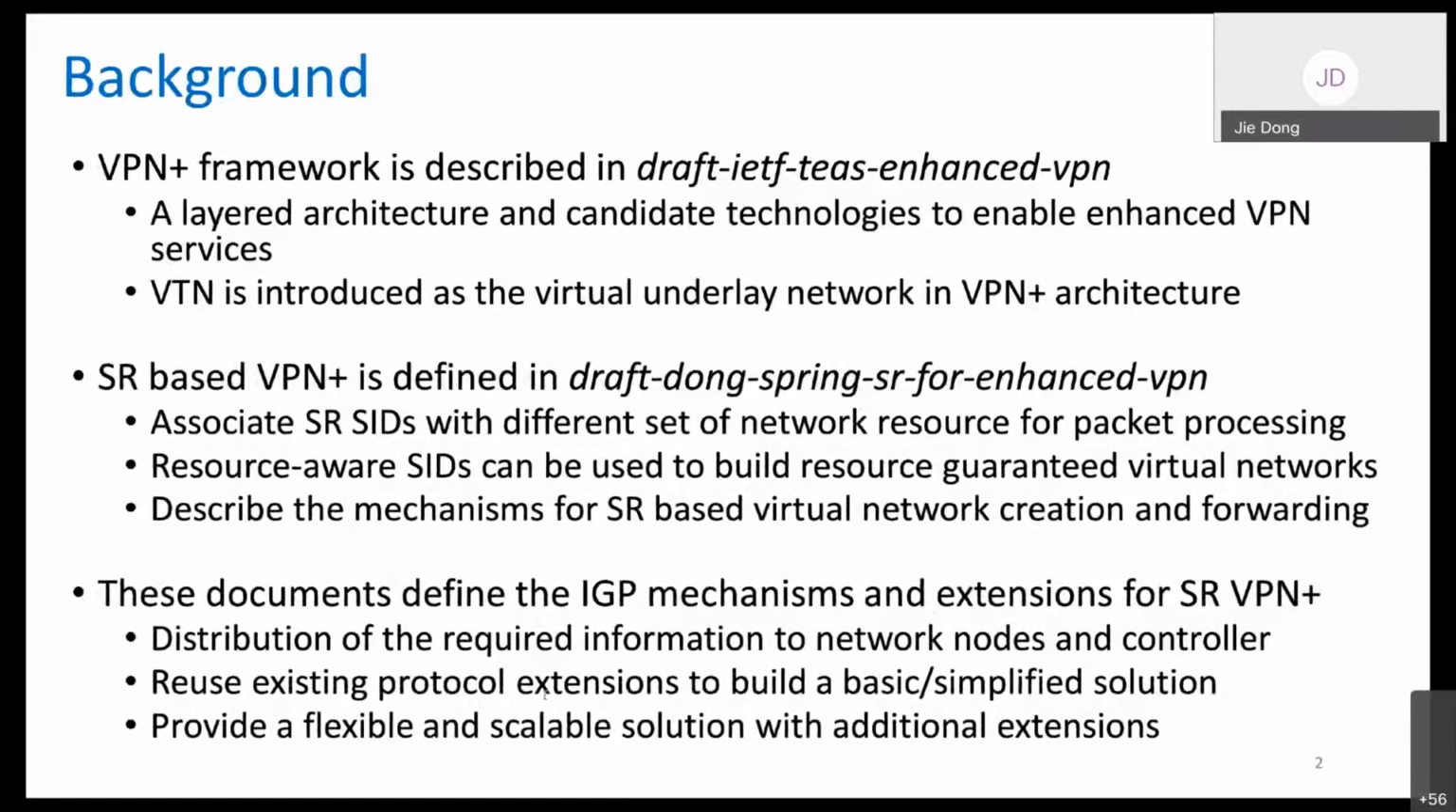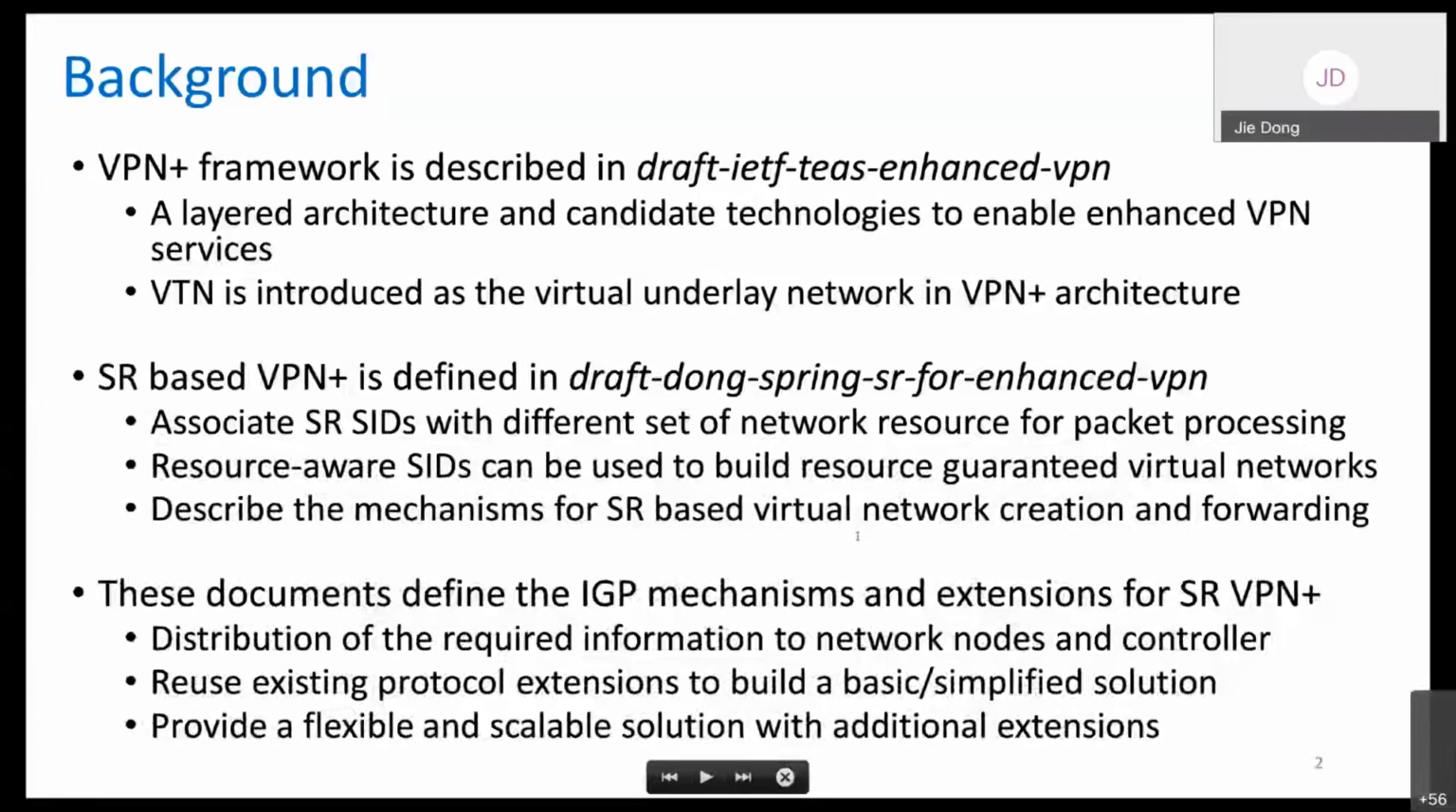It describes a layered architecture and the candidate technologies in each layer to together enable the enhanced VPN service. And the virtual transport network is a virtual underlay network in the VPN Plus architecture. And for the SR based VPN Plus, we have the mechanism and metadata plane extensions defined in the Spring SR for enhanced VPN draft. Basically, it defines a mechanism to associate the SIDs with a different set of resources in the network for the packet processing, so that this kind of resource-aware SIDs could be used to build the resource-guaranteed virtual networks or virtual paths.